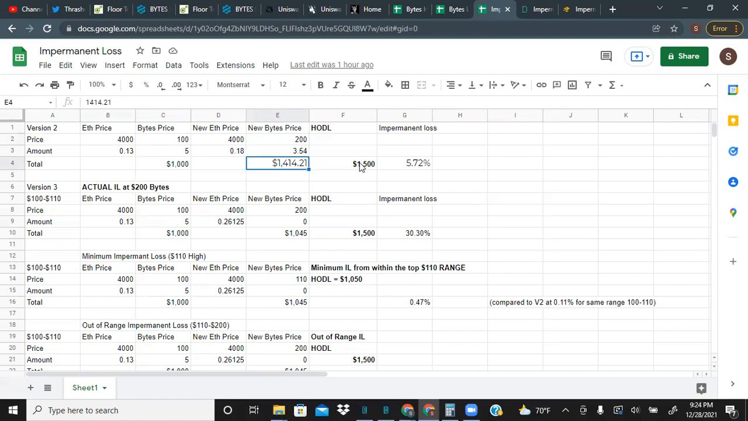Now, if you would have just held those tokens, held those 5 BYTE, held that Ethereum, your pool liquidity value would be $1,500. So to calculate the impermanent loss, you divide 1,414.21 by 1,500, and you get 5.72%.